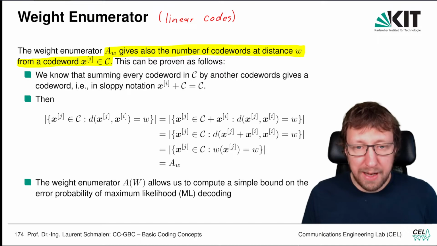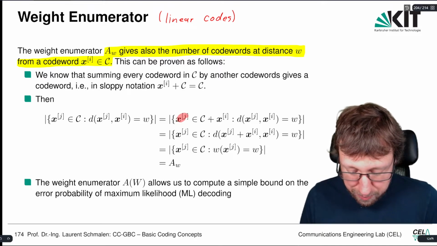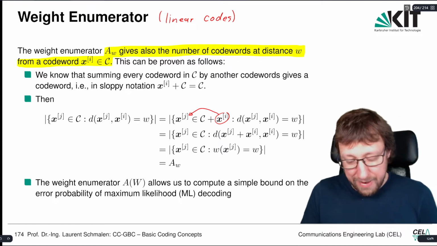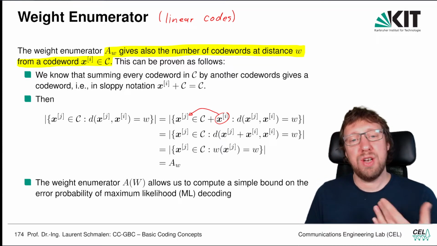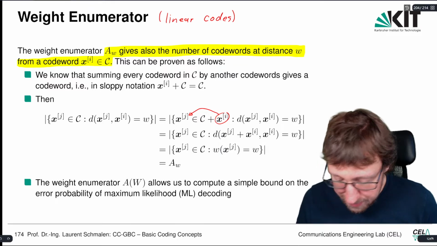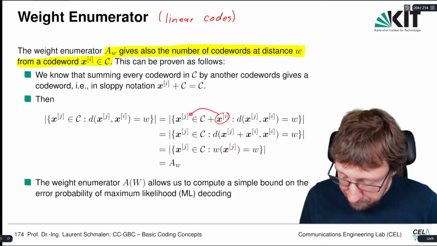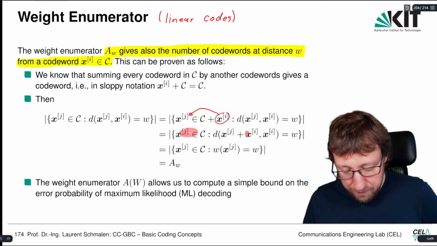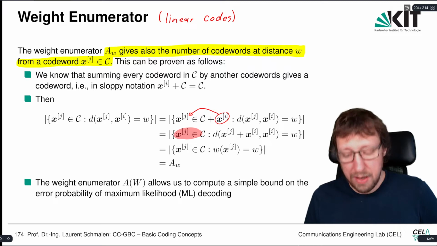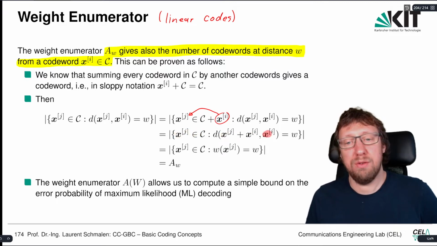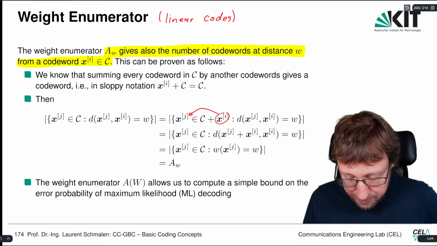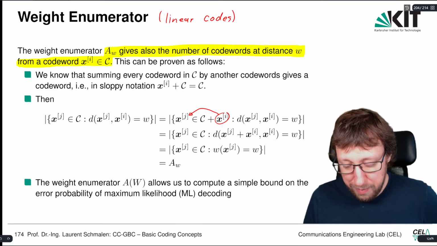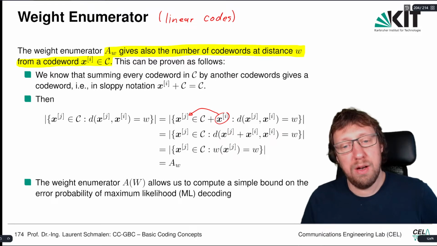So now, instead of going over all x_j from C plus x_i, we can also add x_i to x_j. So we can go over all x_j from C, and then we replace x_j by x_j plus x_i. So this is the set over all code words x_j, such that the distance from x_j plus x_i to x_i is equal to w. And we can add x_i to both sides here. That's equal to the distance from x_j to the 0 vector, and that's equal to the weight.